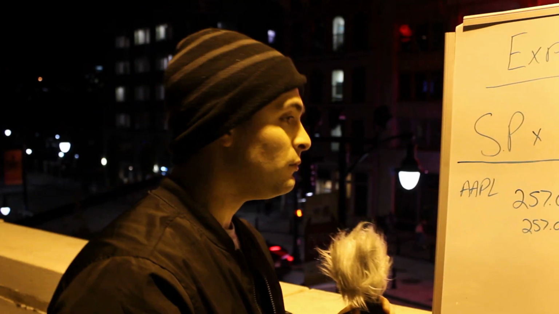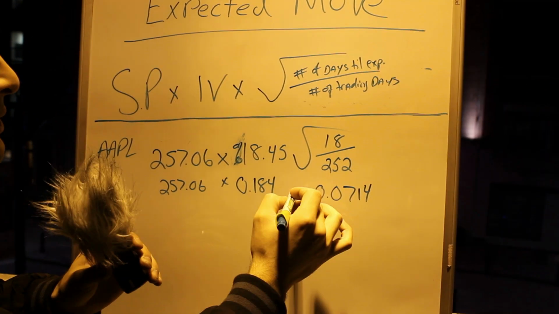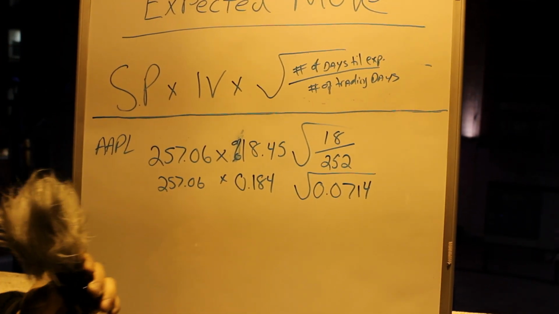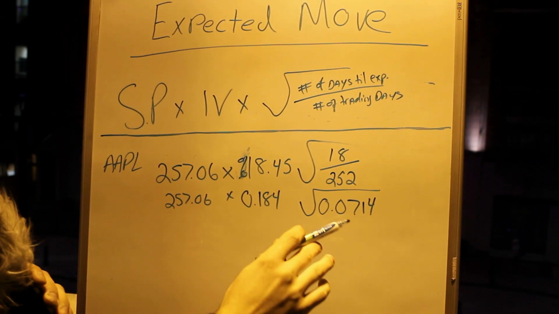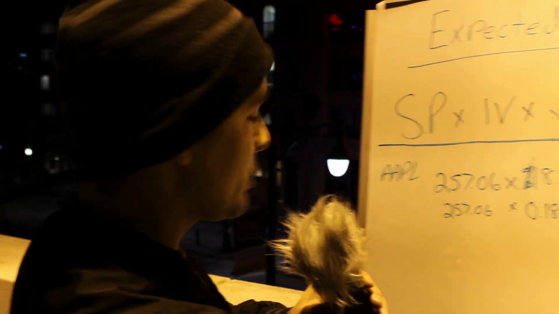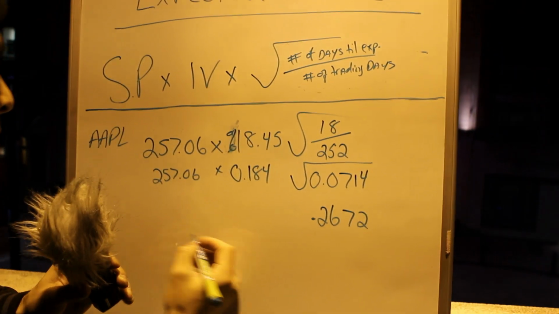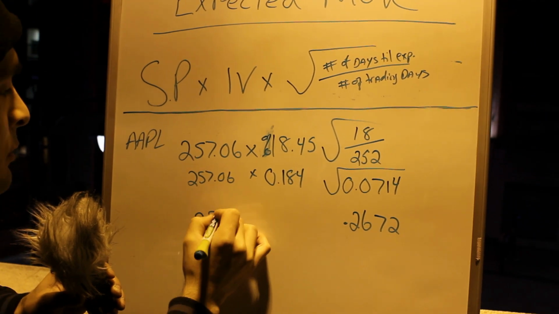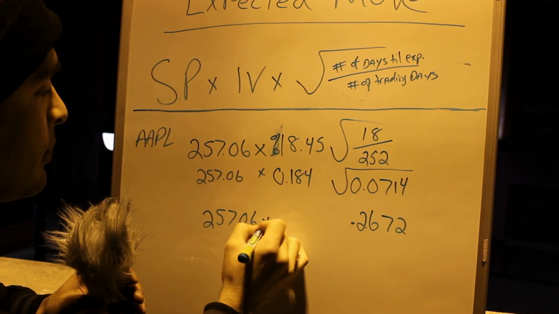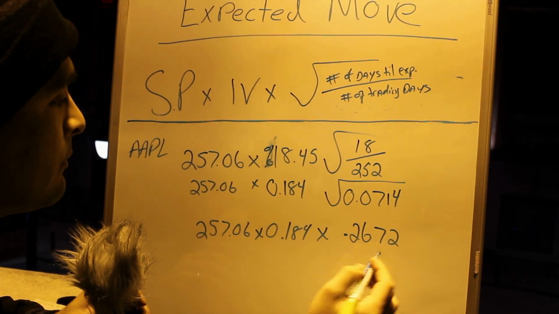So, like, this is a square root. Use a calculator. What you do is you get that number, press the square root button, and then you'll get the answer, which is 0.2672. Now do it out. 257.06 times 0.1845 times that.